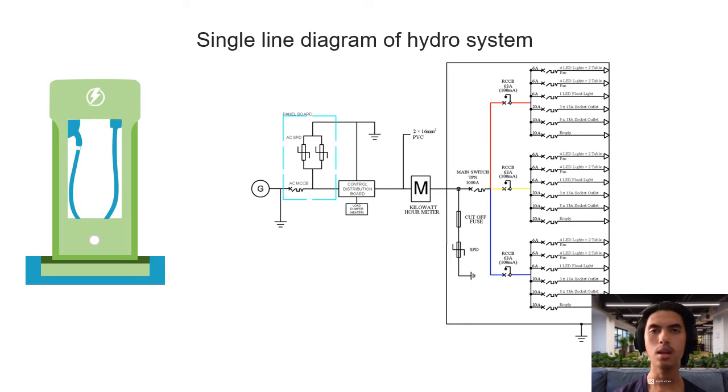The single line diagram also has safety built into it. At the panel board, we have an SPD, which is a surge protection device. We have the MCCB for overload protection, and also connected to the distribution board is a load damper, which is used for excessive power generated from the hydro system.